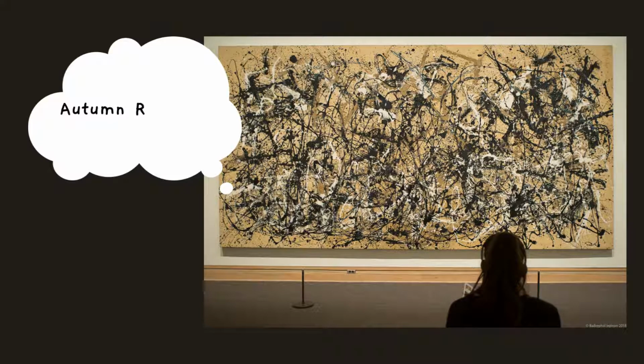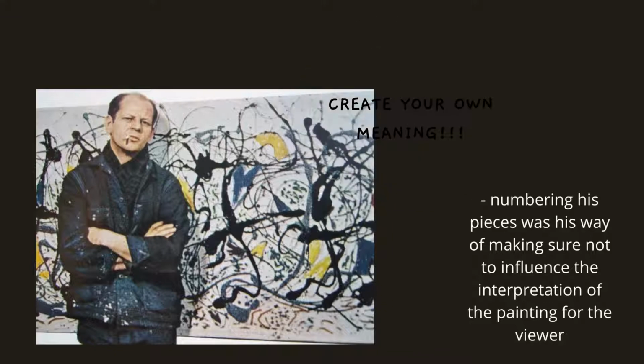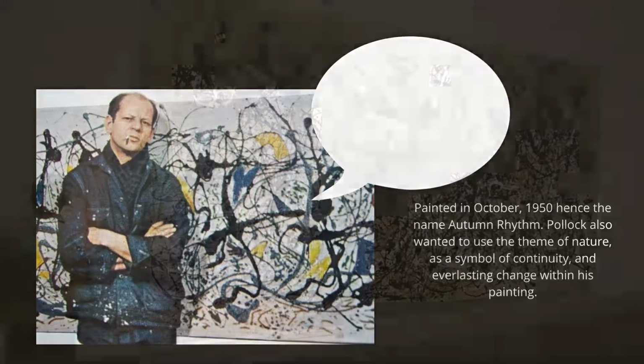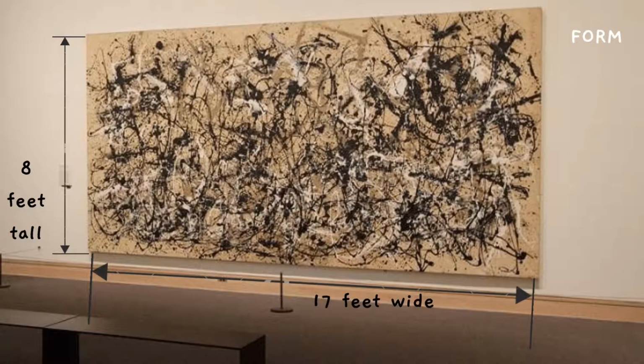You may be wondering why this piece has two names. Well, in fact, Jackson Pollock first named it number 30, which is his way of making sure not to influence the interpretation of the painting for the viewer, but later chose to name it Autumn Rhythm, due to it being painted in October of 1950, and also his wanting for the painting to represent nature's constant change. Now it is displayed in the Metropolitan Museum of Arts and titled Autumn Rhythm No. 30 as a compromise for both names.